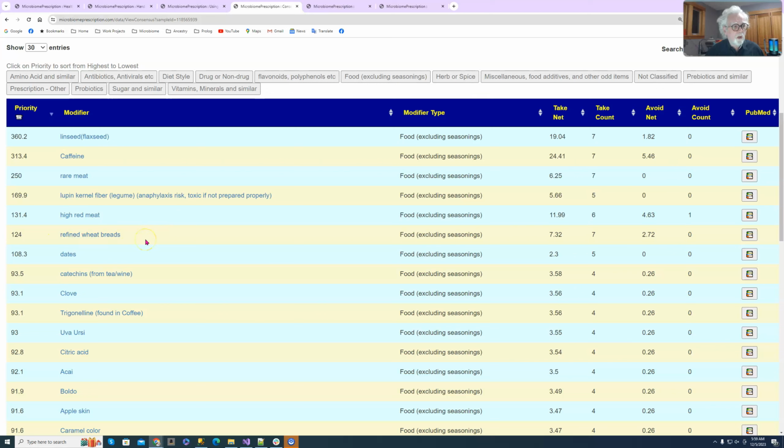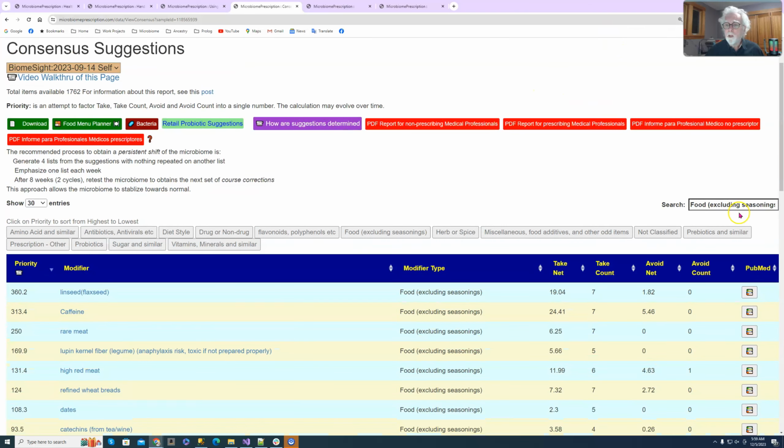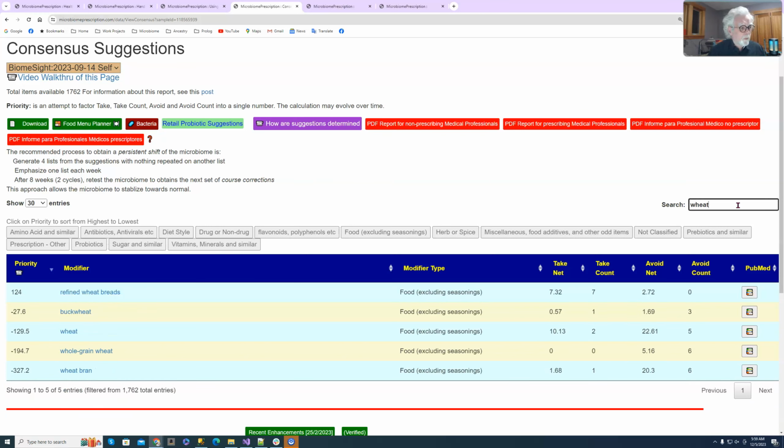We have refined wheat breads here. And let's take a look at wheat properly. All we have to do is just type in wheat. And we have wheat bran, definitely to be avoided. Whole grain bread too. In general, wheat is negative. Refined wheat bread, probably because of other ingredients in it, may have come out moderately good. But as you see, the values are pretty low. It's not particularly outstanding, and it's below the 200 threshold that I usually use for a cutoff point.